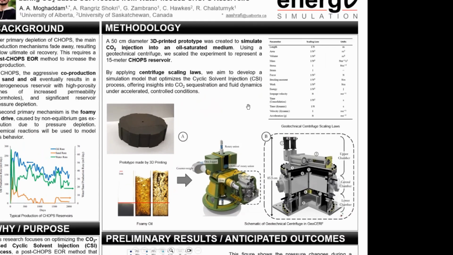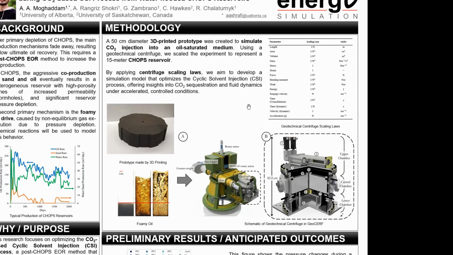To realistically simulate the complex hydromechanical interactions within the CHOPS reservoir, we took an innovative approach by combining 3D printing and geotechnical centrifuge modeling. The use of 3D printed rock specimens is a novel method that allowed us to accurately replicate the intricate wormhole structures typically found in CHOPS reservoirs. We designed and printed a 50 centimeter diameter rock prototype, incorporating realistic geological features crucial for studying the wormhole behavior during the CO2-based CSI process.